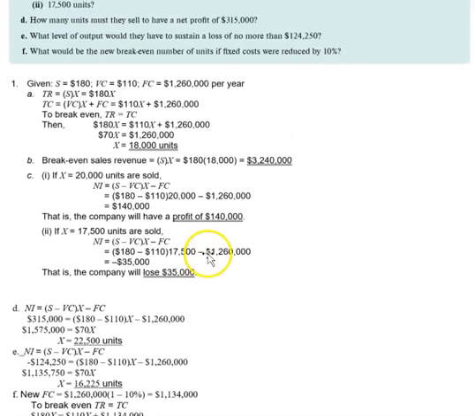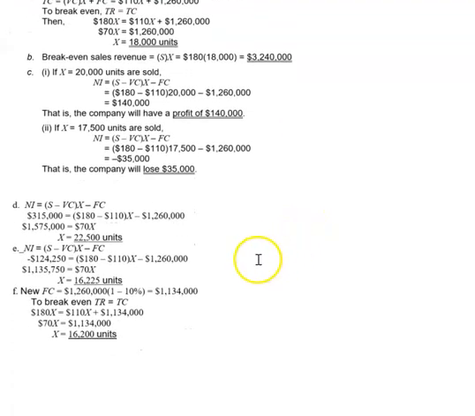Okay, so E. What level of output would they have to sustain a loss of no more than 124,250? So if they foresee a loss and they know that they can't have a loss of greater than 124,250, how many units do they have to sell? Okay, so basically nobody aims for a loss, but just in case, let's have a look.